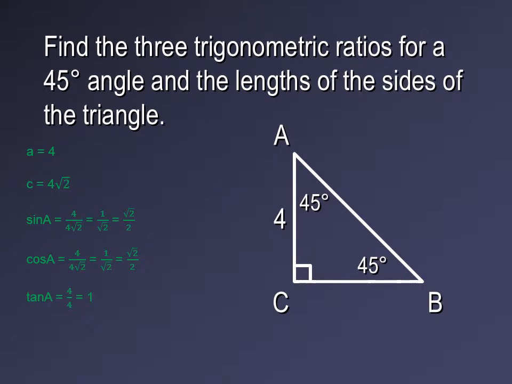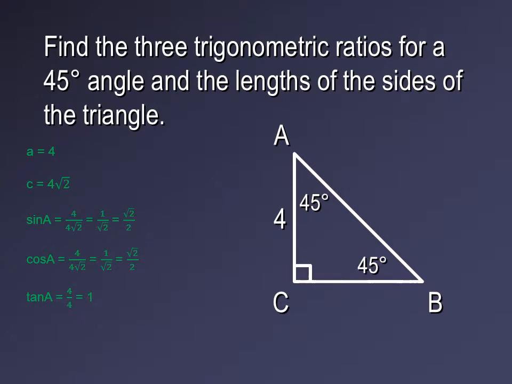Okay, sorry, let's go back. Since we know that one side is 4, that means that the other side has to be 4. So side A has to be 4. And if we want to figure out C, we can use our theorem, which says that if x is 4, then the hypotenuse is x square root of 2. So that means that our hypotenuse is 4 square roots of 2.